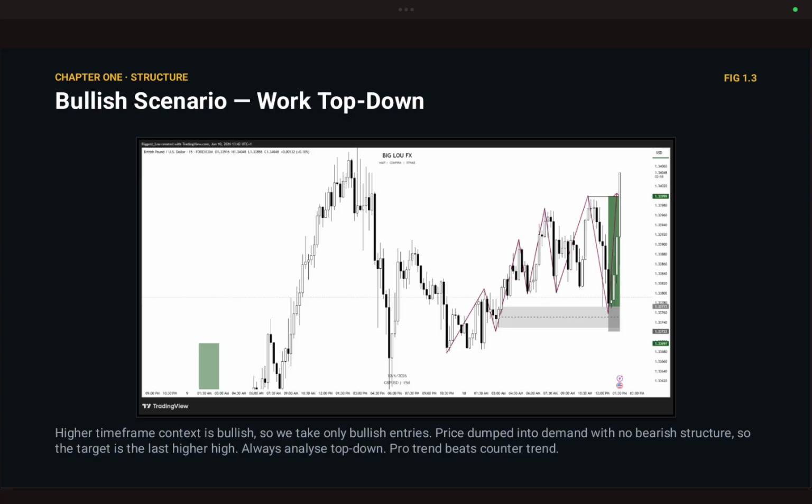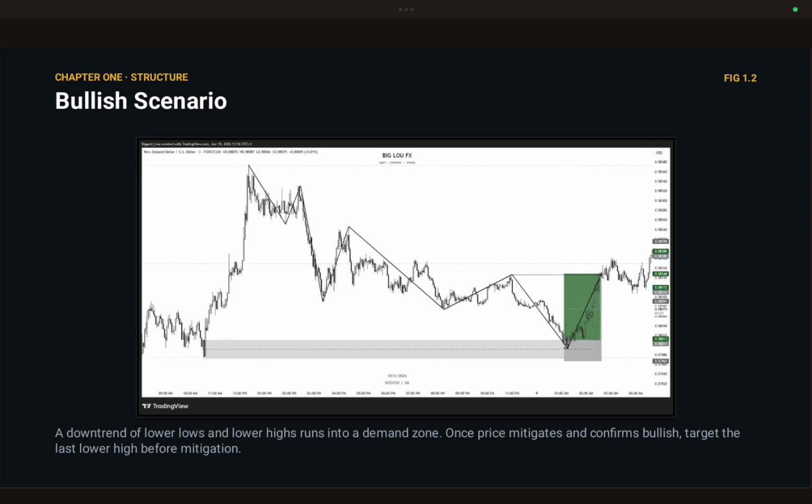So the target is the last higher high. Normally, to take bullish trades, the target is the lower high. Like this example, this was the last lower high. Like this example right here, this was the last lower high. This is a lower low, this is a lower high, all of that. This is a lower low, a lower high.